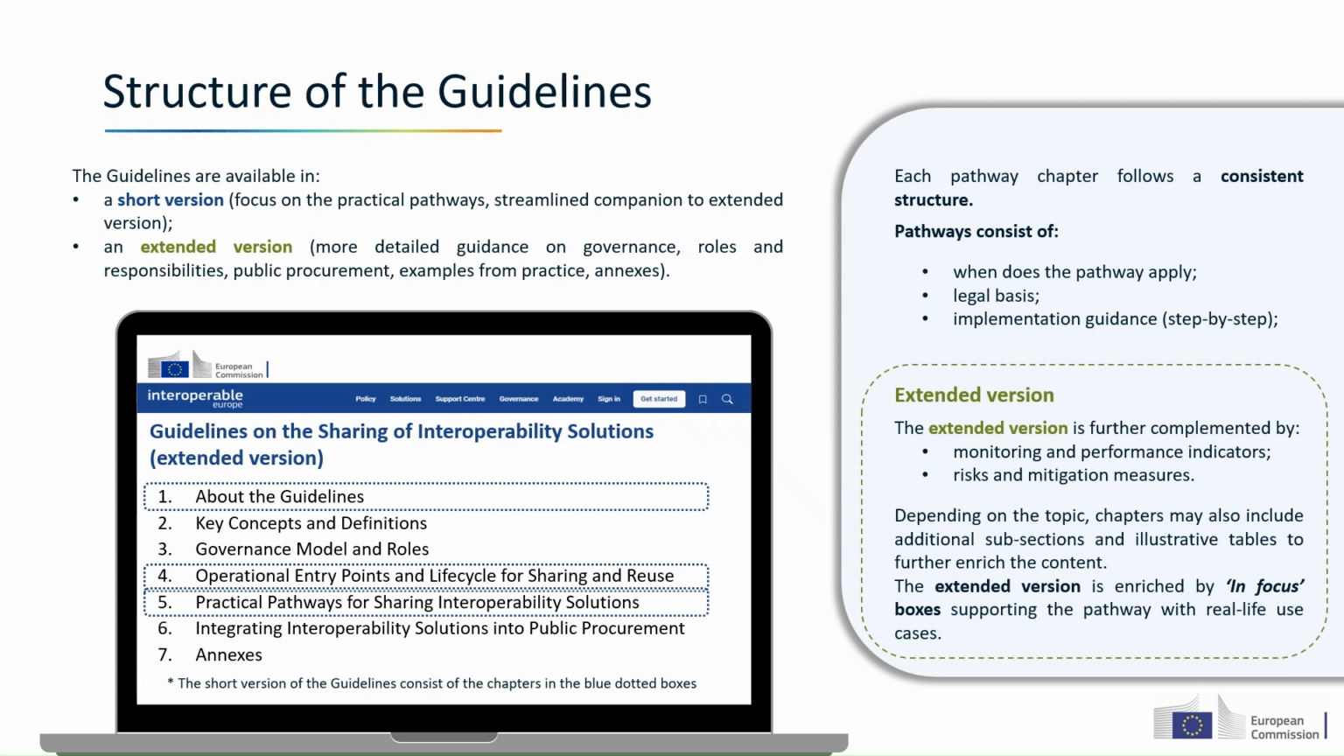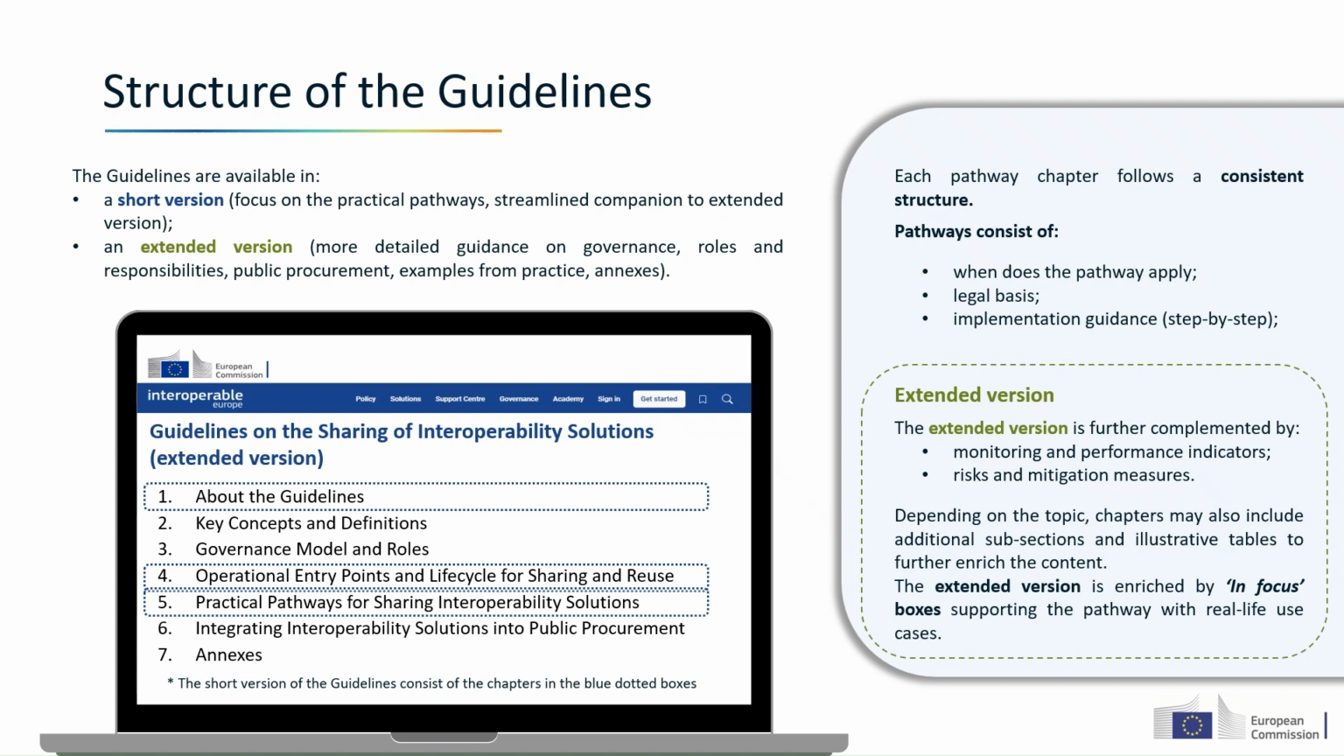The guidelines also include a chapter on integrating interoperability solutions into public procurement, as procurement decisions often determine whether a solution can later be shared, reused, or adapted. The annexes provide additional supporting material.